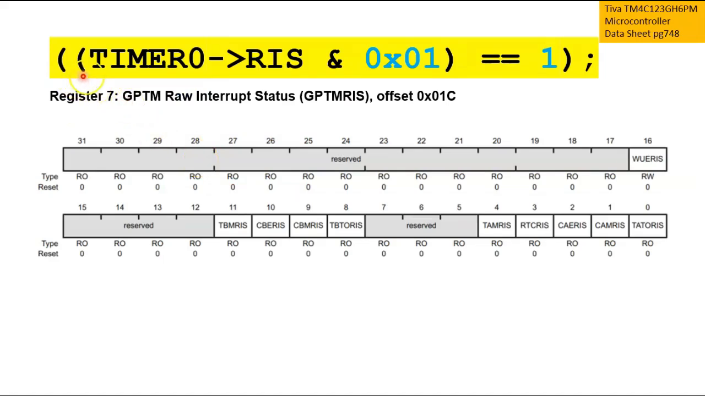So let's take a closer look at this instruction. This is the RIS register, or to be precise, the GPTM raw interrupt status register, or GPTM RIS. This instruction will check the interrupt bit 0 of the register, which is this bit here.